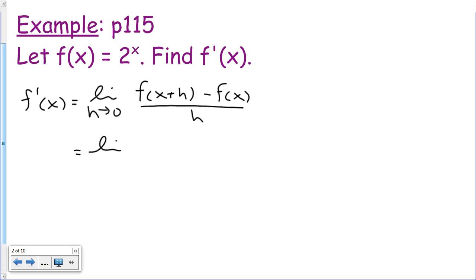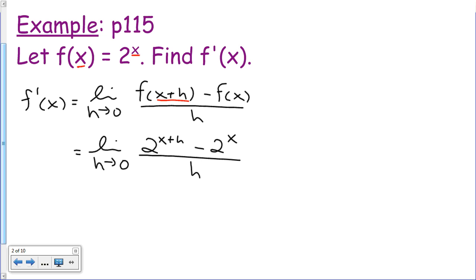So it's the limit as h goes to 0. And f of x plus h means I'm going to take an x plus h and substitute it into function f there. So it's going to be 2 raised to the x plus h, minus f of x, which is 2 to the x. And that's all divided by h.